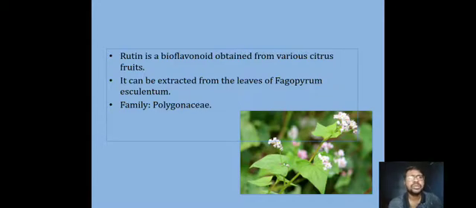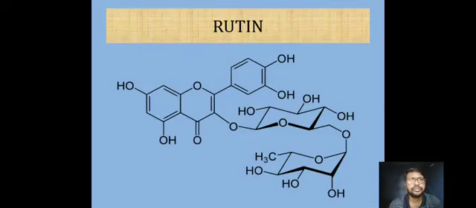The biological source of rutin: it is a bioflavonoid mainly obtained from various citrus fruits belonging to the family Rutaceae, and commercially it is also extracted from Fagopyrum esculentum, which belongs to the family Polygonaceae. This is the Fagopyrum esculentum plant, and this is the chemical structure of the rutin bioflavonoid, a polyphenolic compound.